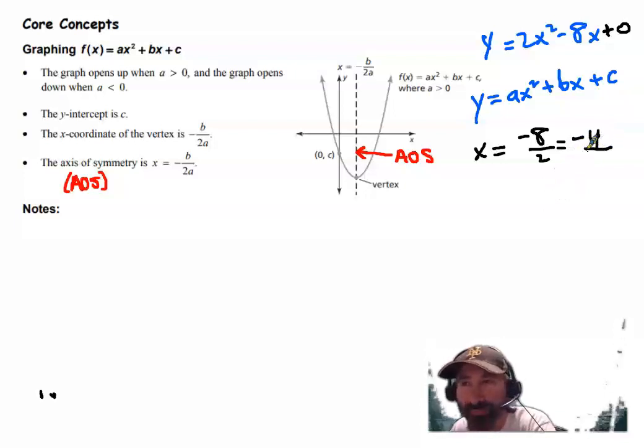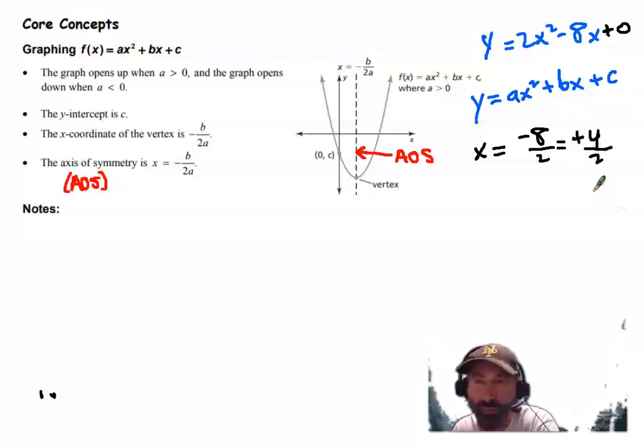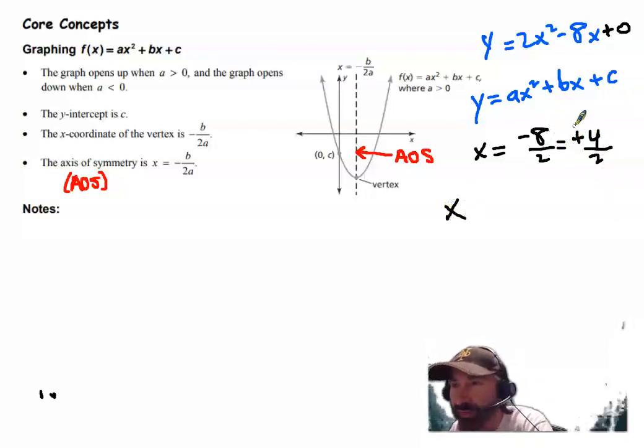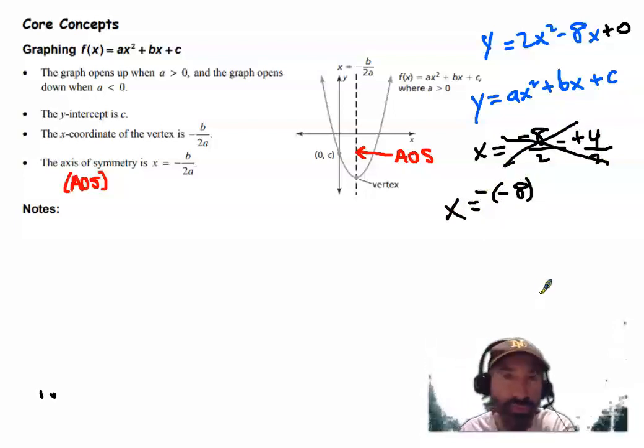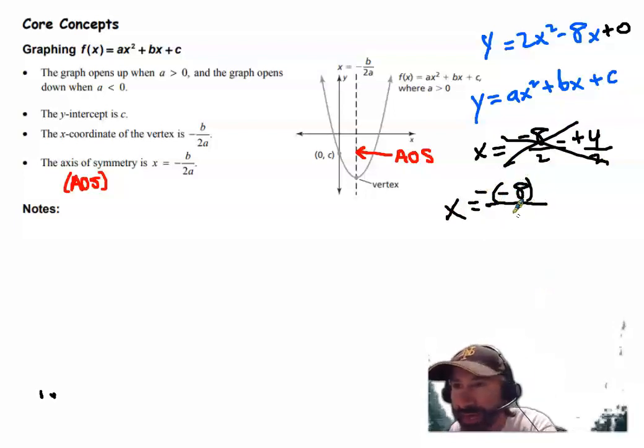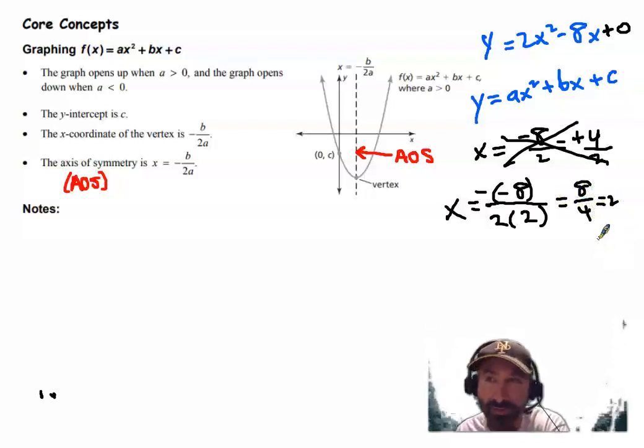But we'd have to do two things. We'd have to divide by 2, and we'd have to make that a positive. So we can establish a little rule here. Forget about this for just a second. If we took that middle number, negative 8, and changed the sign of it, in other words, took the negative of it, and then divided by not just 2, but 2 times the 2, then we would end up getting positive 8 over 4, or 2, which is the actual x-coordinate for the vertex.